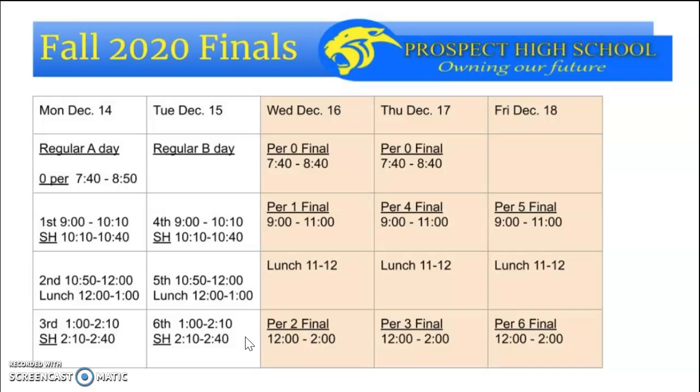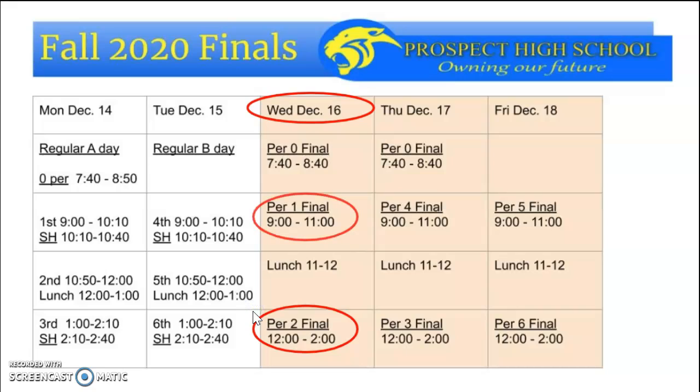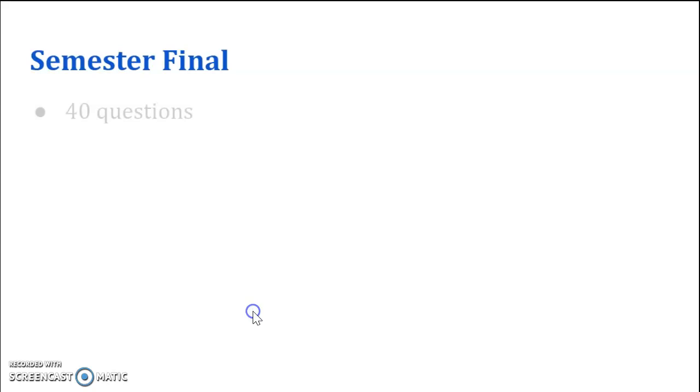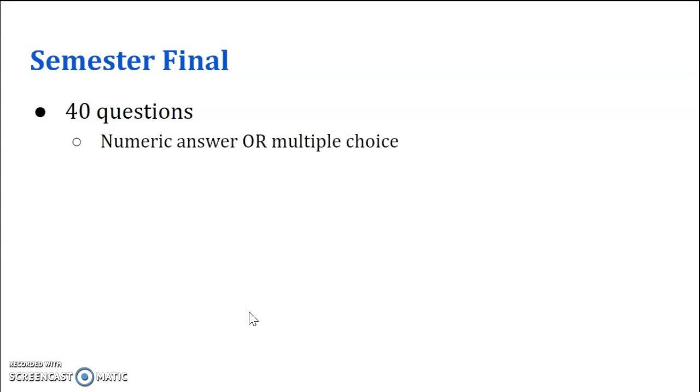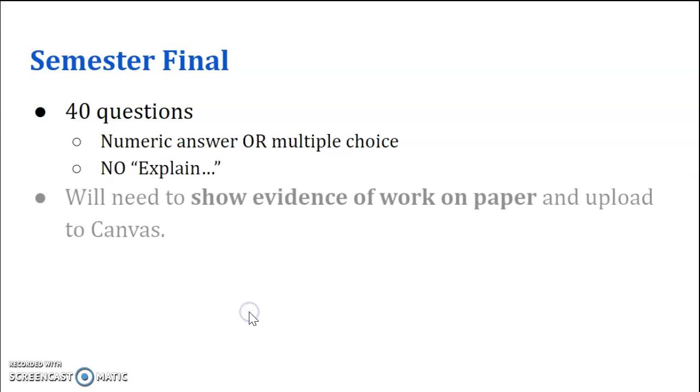All right, so the final schedule is such that you are going to be coming to the finals on Wednesday. Period 1 is from 9 to 11, and period 2 is from 12 to 2. About the finals, there will be 40 questions, that's still being figured out. Numeric answers or multiple choices only. That means no explain or no long answer questions.